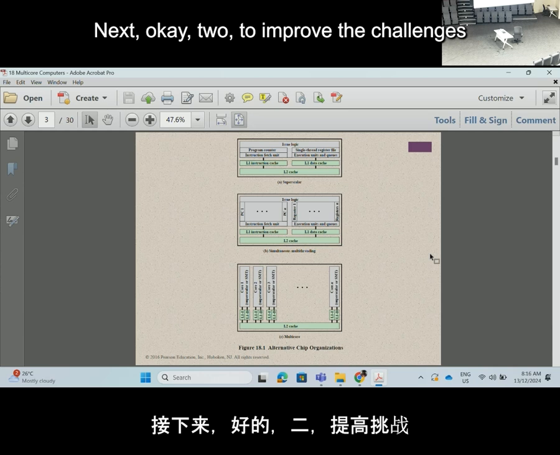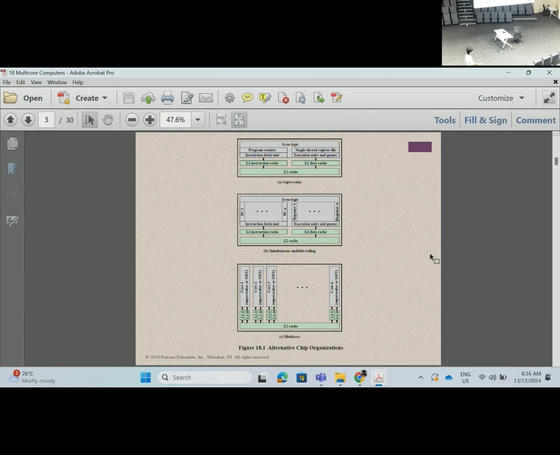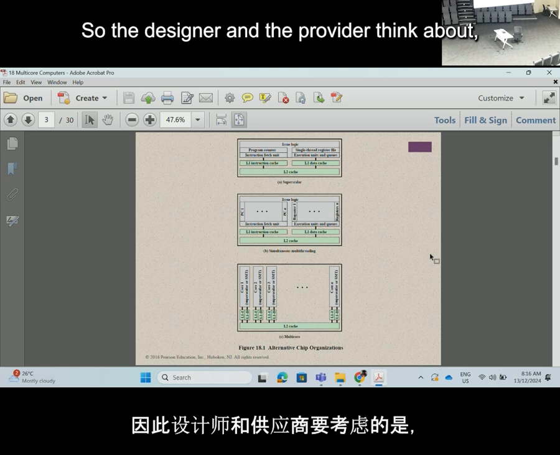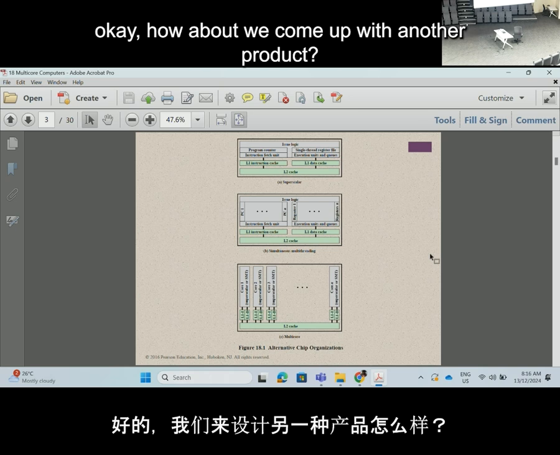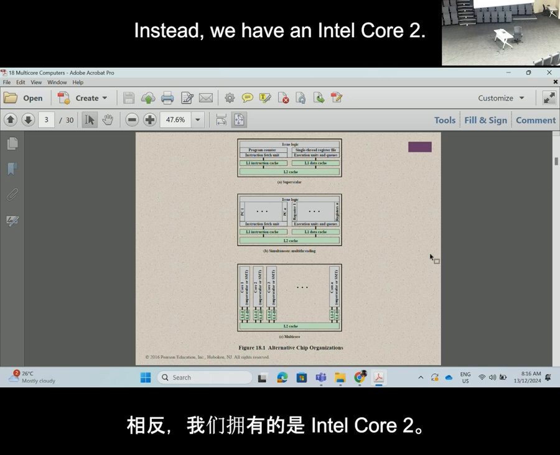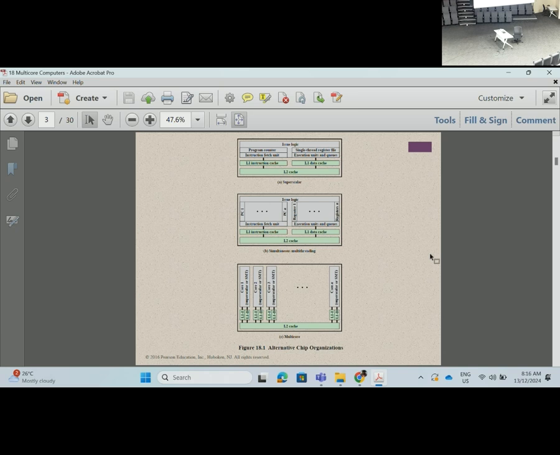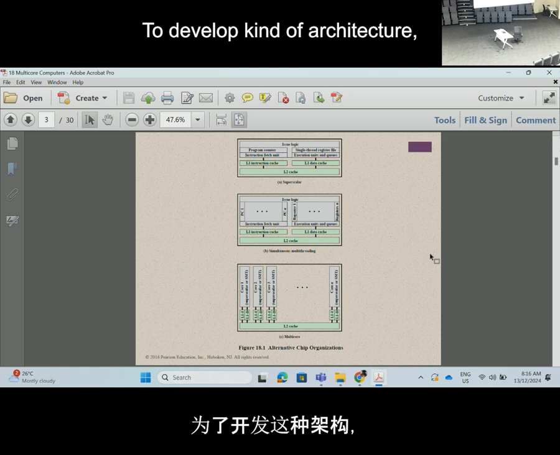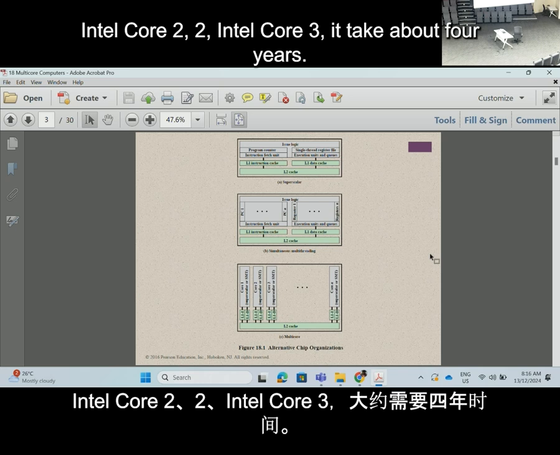Next, number two, to improve the challenges in the first category, superscalar. The designer and the provider think about, okay, how about we come up with another product? Instead, we have an Intel Core 2. You can see the trend to develop the architecture from Intel Core 2 to Intel Core 3. It takes about 4 years.